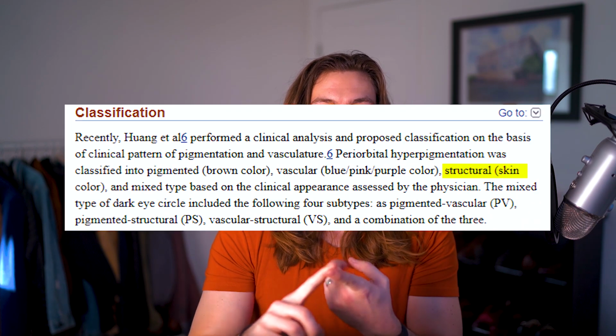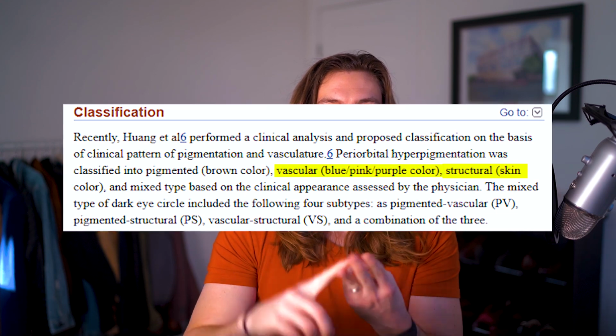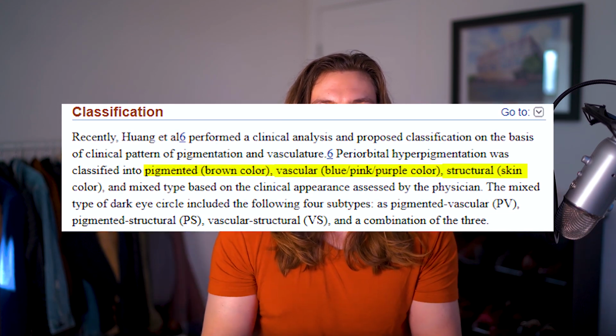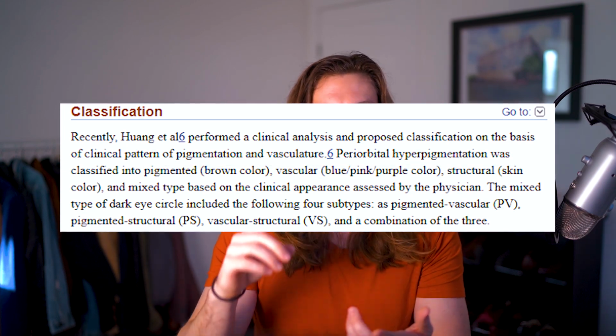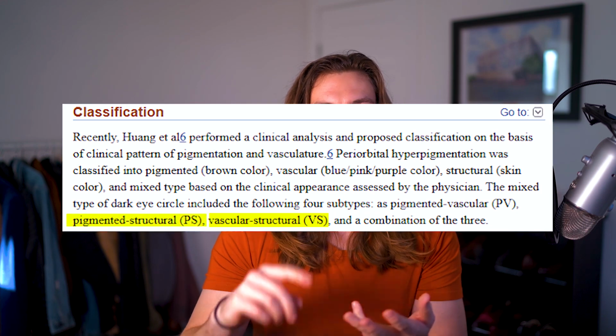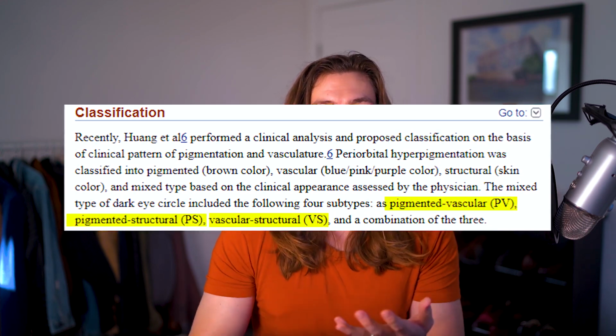Basically, to summarize this paper, there are three main causes of dark circles. Number one is shadowing. Number two is a vascular cause. And number three is the actual hyperpigmentation itself. And then you can also have combinations of these. So you can have shadowing and vascular, or shadowing and hyperpigmentation, or vascular and hyperpigmentation, etc. So we're just going to look at the three main causes and what you can do to fix them, because if you know how to fix each one, then you can also fix the combination of them as well. So let's start with shadowing.